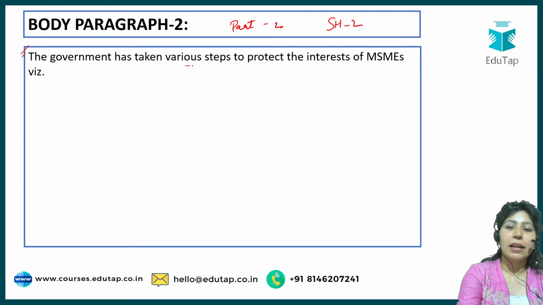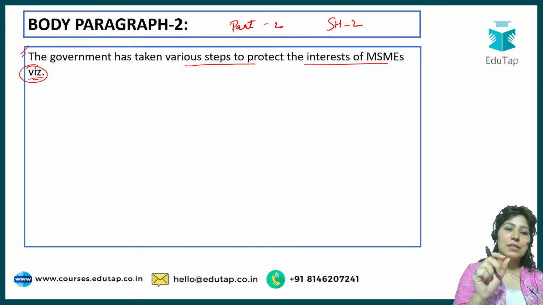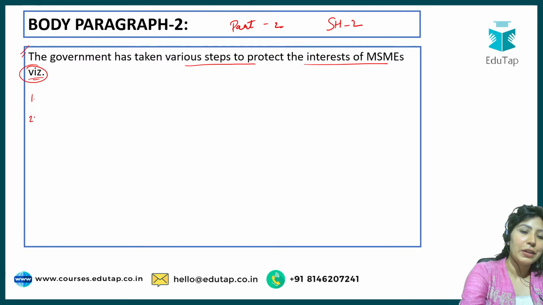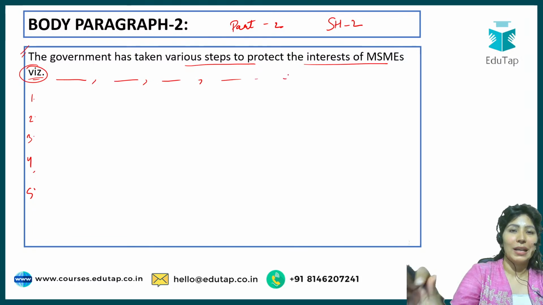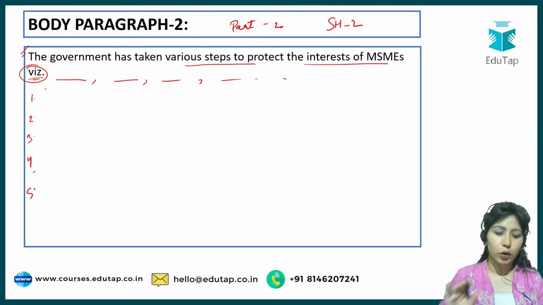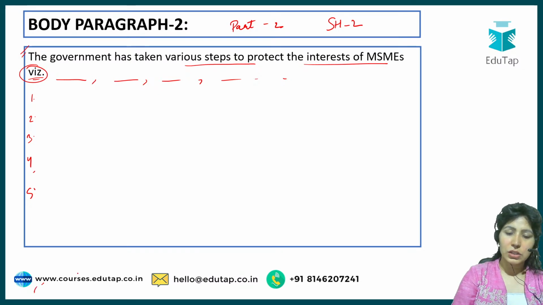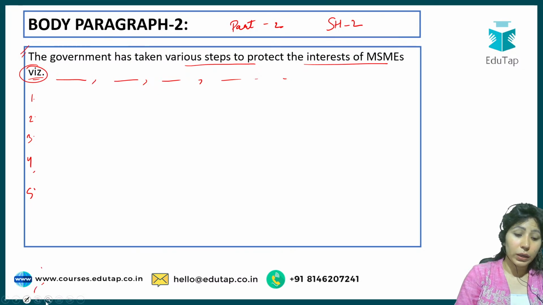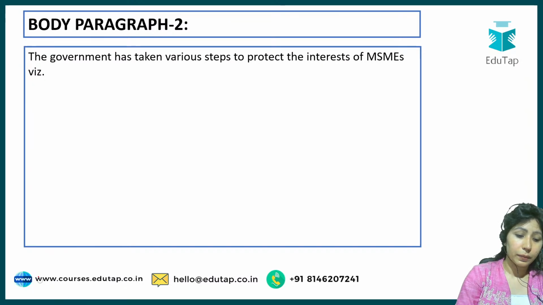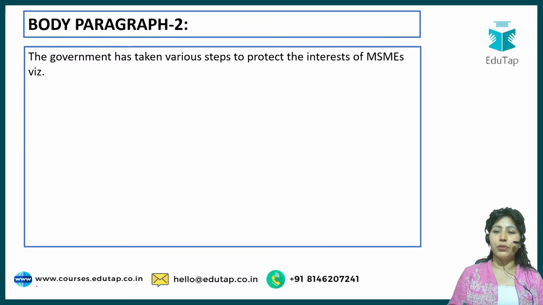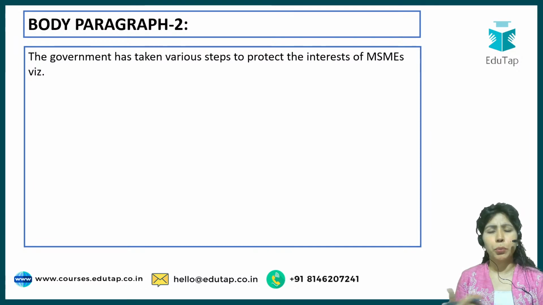The government has taken various steps to protect the interest of MSMEs, viz. Viz is something, this word can be used when you have to give a list of something. Or you could write 1 point, 2 point, 3 point, comma, comma, comma, like that. So this word can be used for list-based answers. Now, just let me know what steps the government has taken to protect the interest of MSMEs or to promote MSMEs.